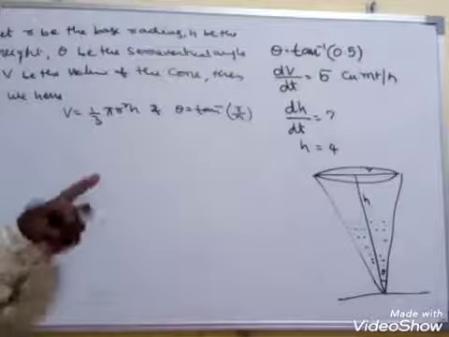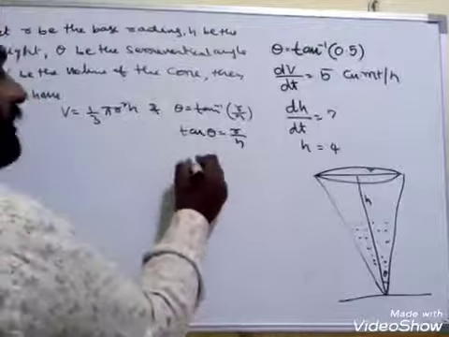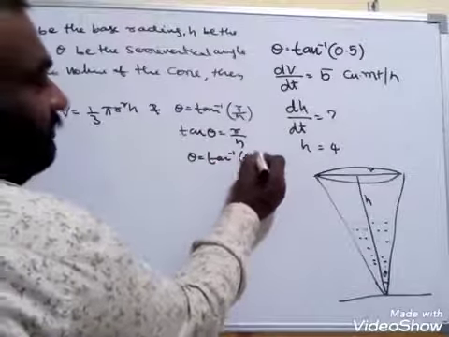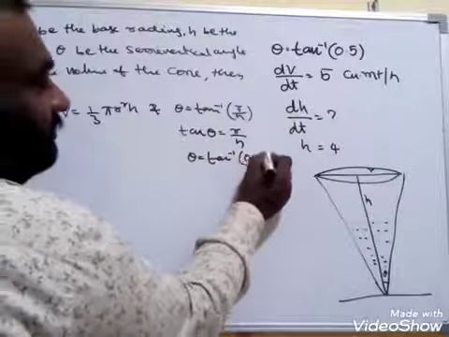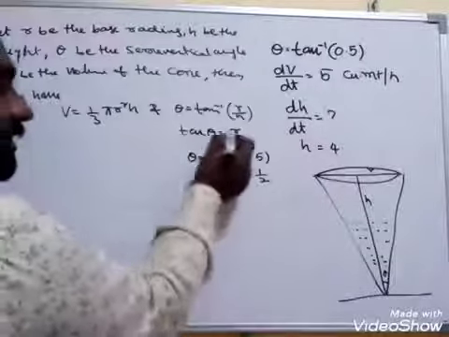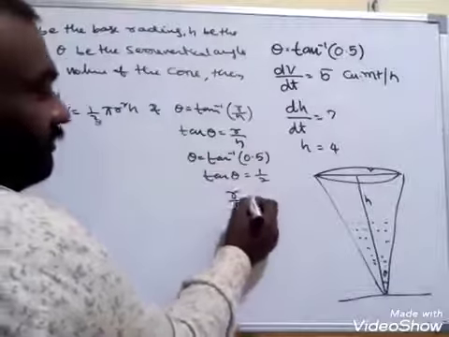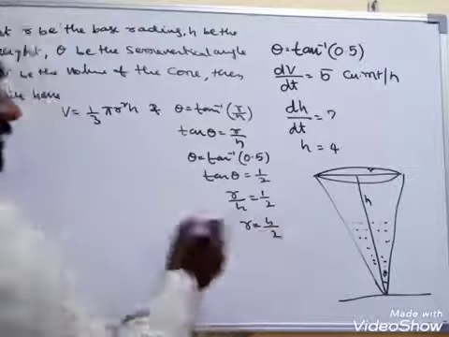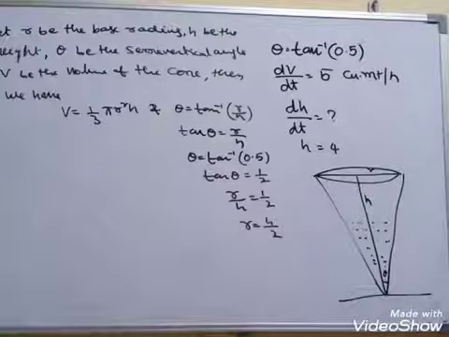But here what is given? Here tan inverse is given. Tan theta is equal to r by h. Further, theta is tan inverse of 0.5, that is tan theta is equal to 0.5, which you can write as 1 by 2. Both are tan theta, so r by h is equal to 1 by 2. Therefore r is equal to h by 2.